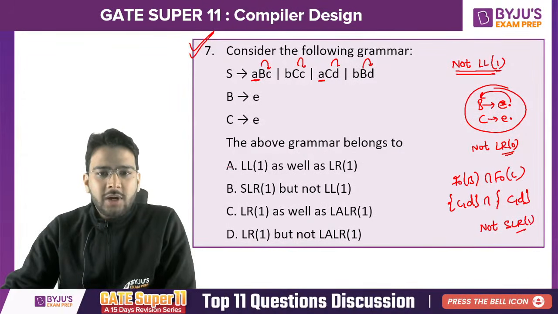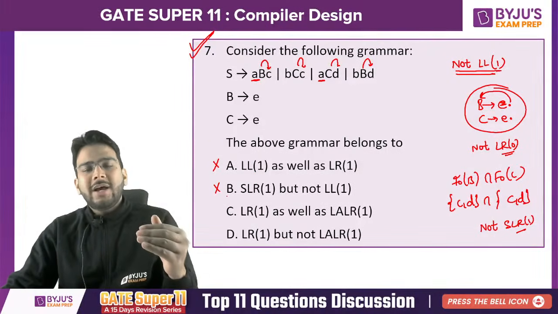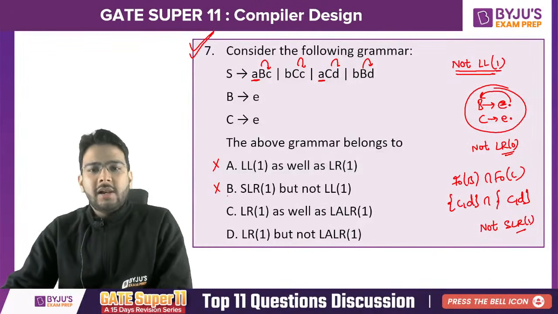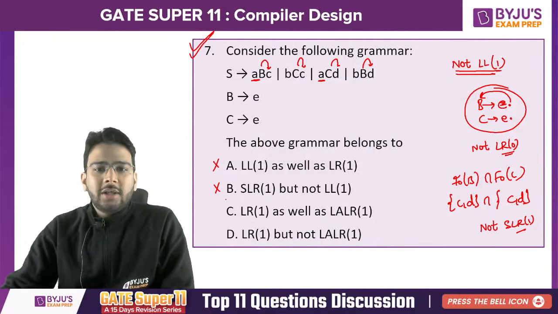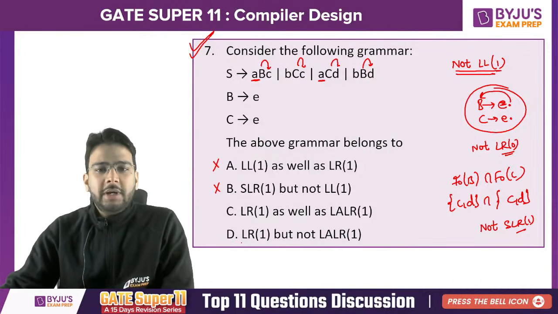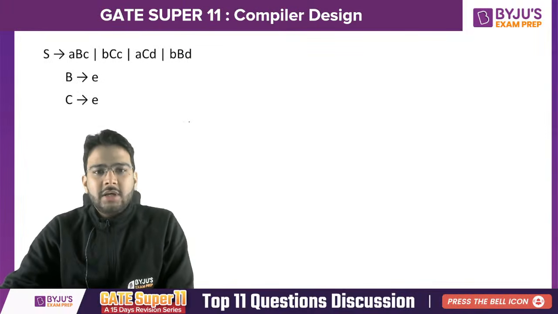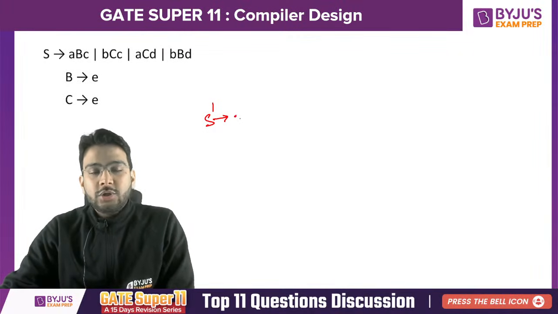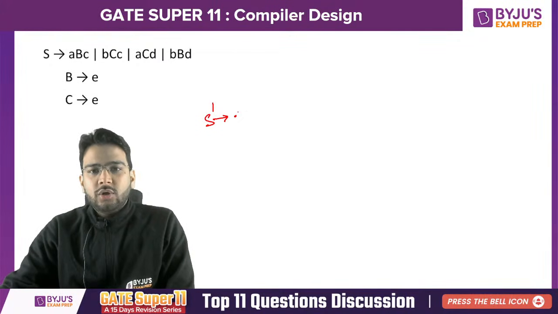So option A you can directly eliminate because it is saying LL1, but it is not. Option B also you can eliminate because it is not SLR1. Now we have to decide between LR1 and LALR1. If it is both, then answer will be C. If it is not LALR1 but LR1, answer would be D. So it's better that you make the diagram for this. So let's see how we can do it. Directly also you can identify, but not everyone can do it. So it's better you make the diagram.